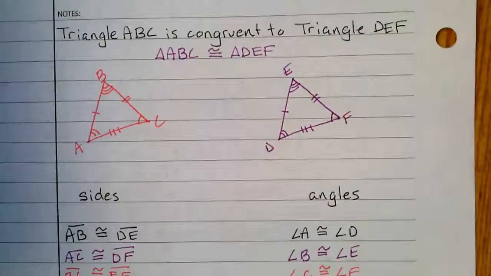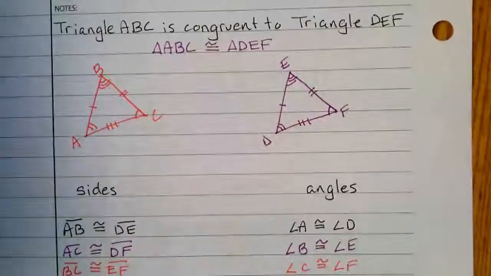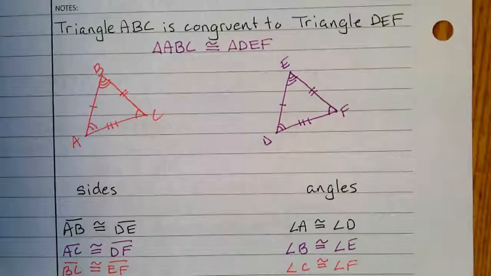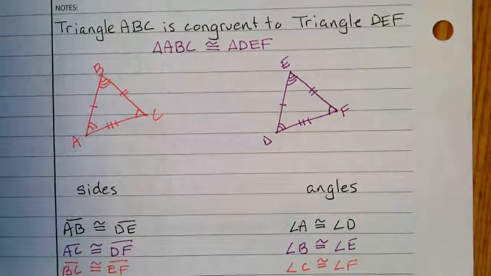That's what it means for two triangles to be congruent. All the angles and sides match up with an angle or a side from the other triangle. It's the same measure, same size, same length, etc. All right, and we're done.